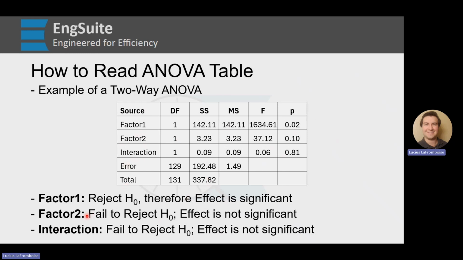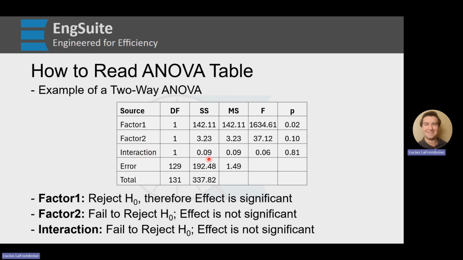Factor 2, we see that there is no significant effect, or at least we failed to reject. So at the 0.05 level, there's no significant effect. That means whatever pressure, let's pretend this is pressure, whatever pressure we're evaluating at, we're not seeing that affect the hardness of our paint. Okay, interaction.